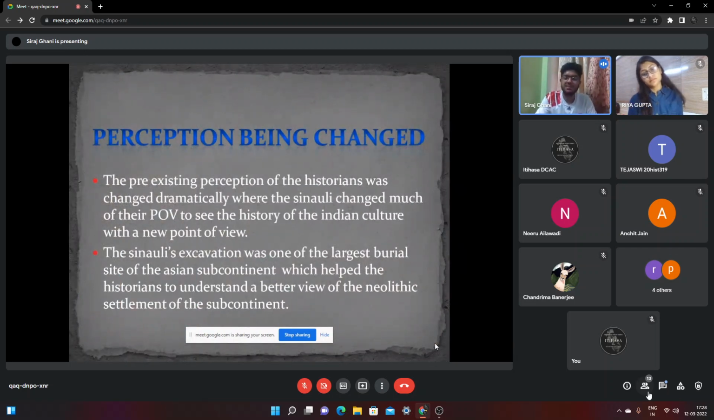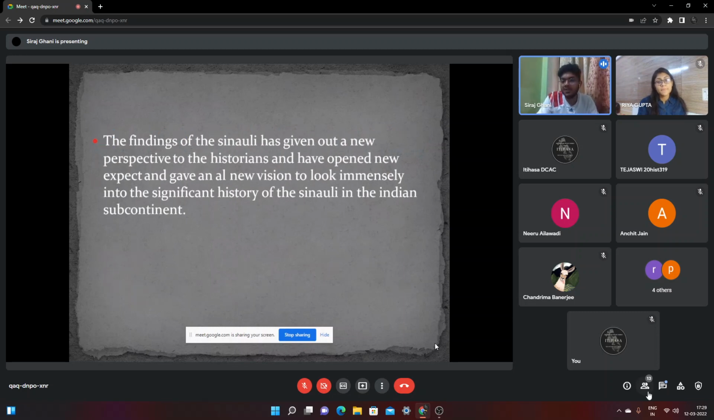The pre-existing perception of historians was changed dramatically, where Sinauli changed their point of view to see the history of Indian culture in a whole new way. The Sinauli excavation was one of the largest burial sites, as I have mentioned. 116 burials were found at the site in the Asian subcontinent, which helped historians understand the Neolithic settlement of the subcontinent better. The findings of Sinauli have given historians a new perspective and opened a new vision to look into the significant history of Sinauli in the Indian subcontinent.